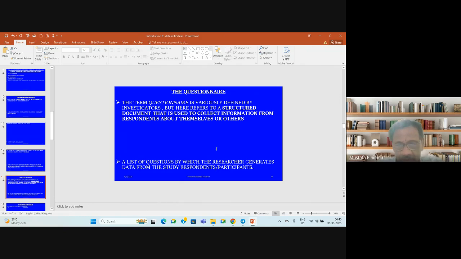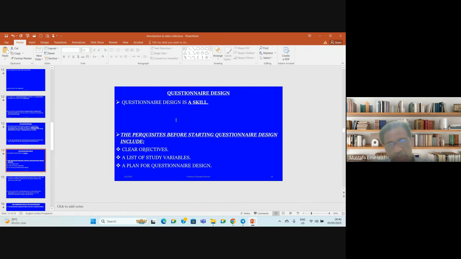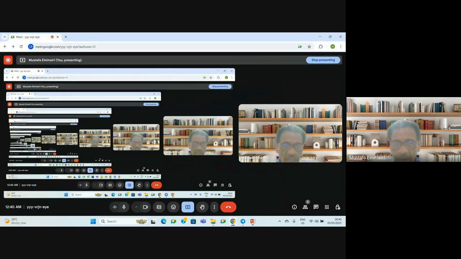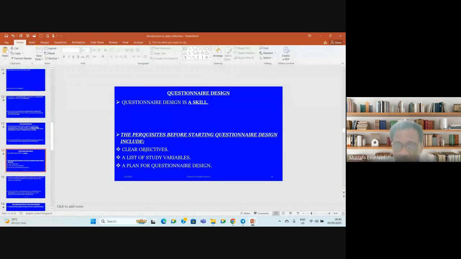A questionnaire is simply a list of questions by which the researcher generates data from the study respondents or participants. The questionnaire design is a skill that the researcher should acquire, so that he or she is able to develop a questionnaire that is capable of generating data of quality.